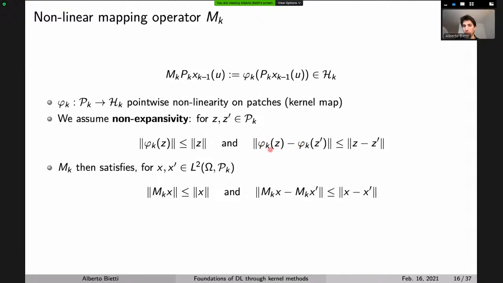So when you look at 2 different patches, the distance of the representations is not larger than the distance between the original patches. And if you have this for phi for any given patch, then you also have this for the final operator, which applies on the entire feature map.